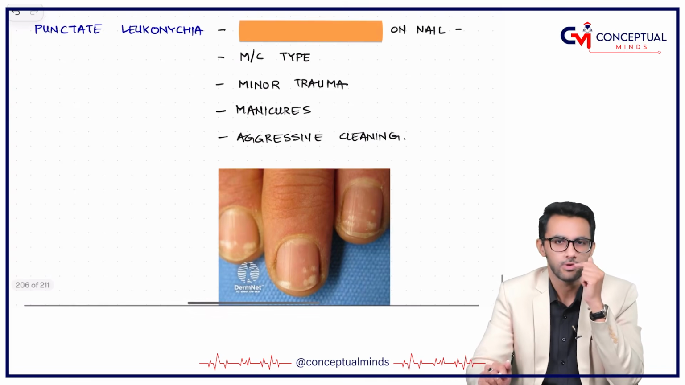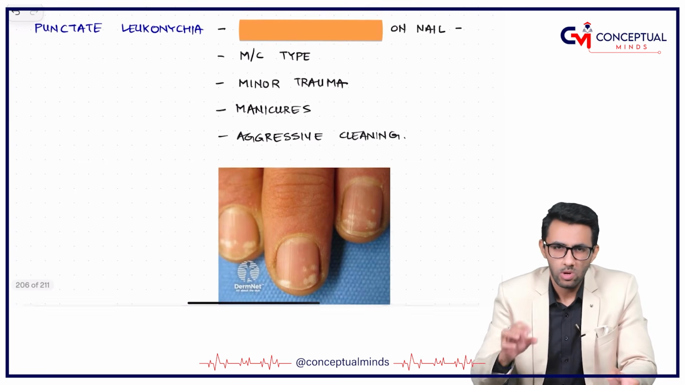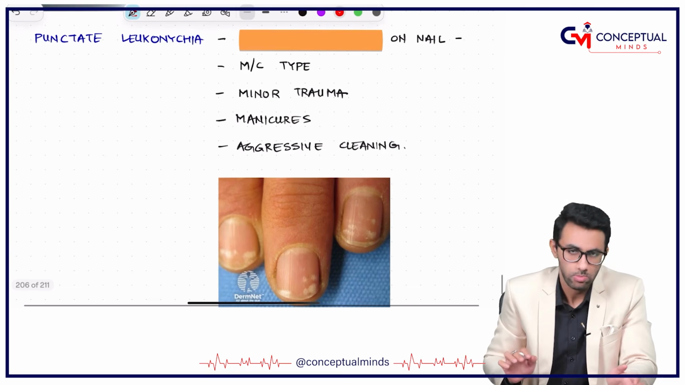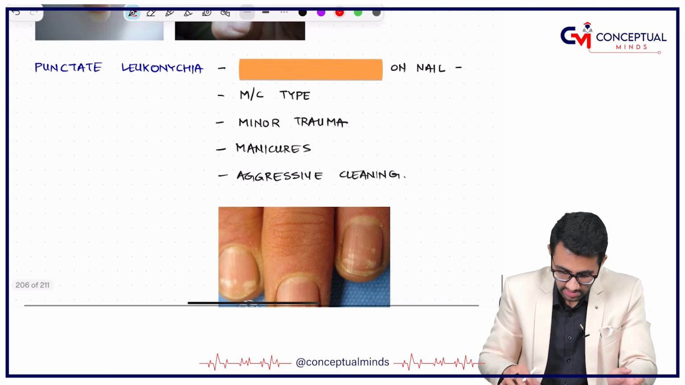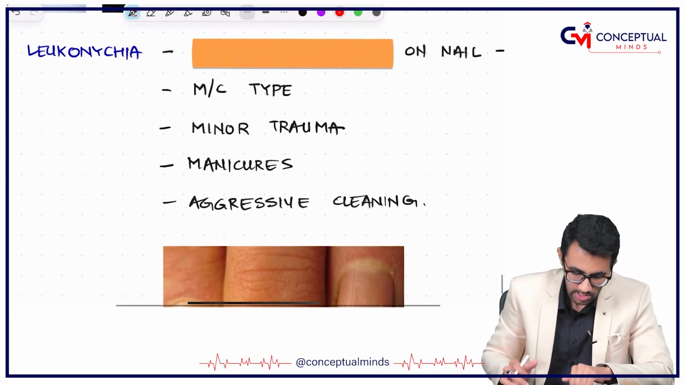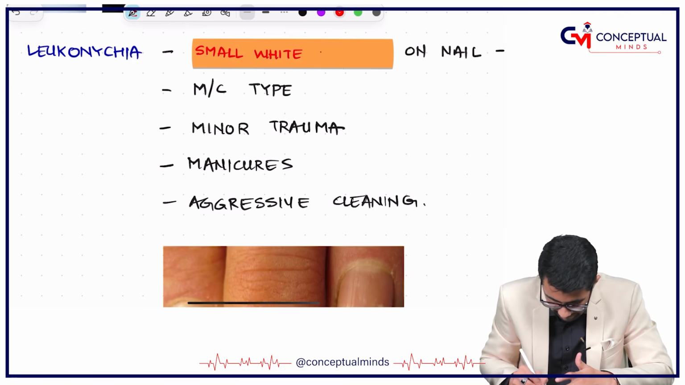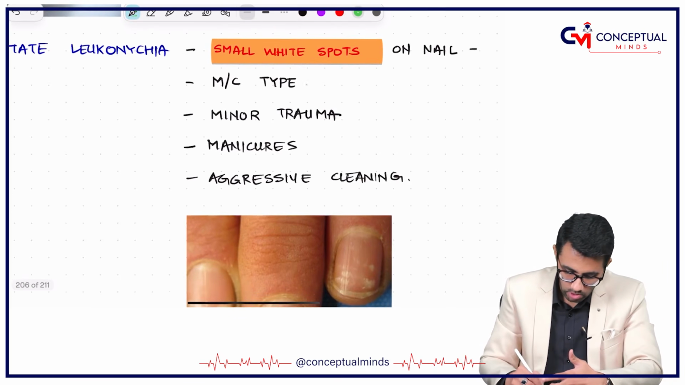That is punctate leukonychia. How would you define this? Small spots on the nail. Simple. Small white spots on the nail. Do we have to worry or not? We'll see in a while, but till then we just write our notes. That is small white spots on the nail. This is the most common type.